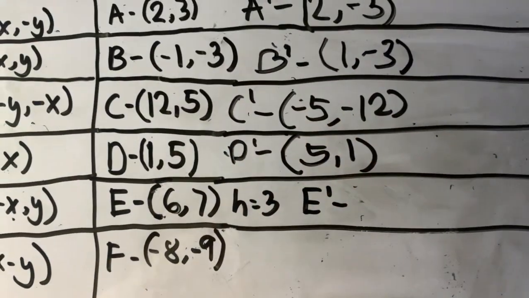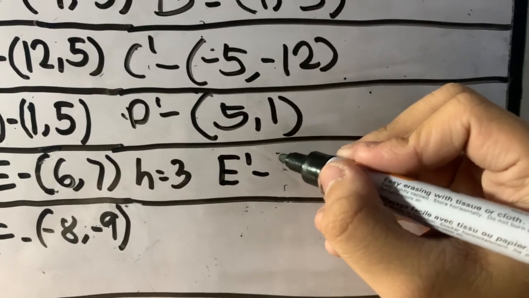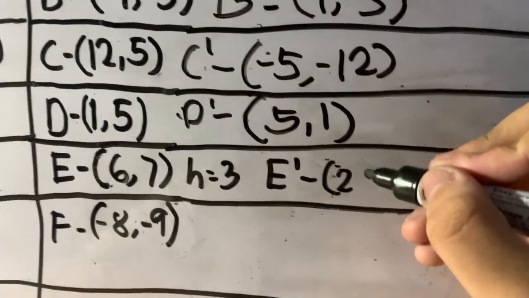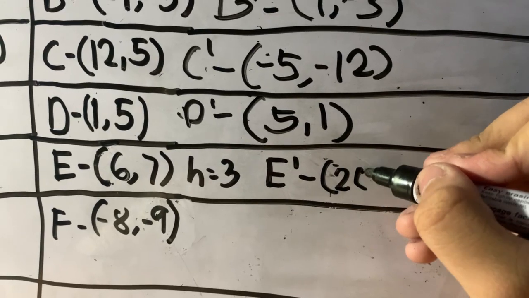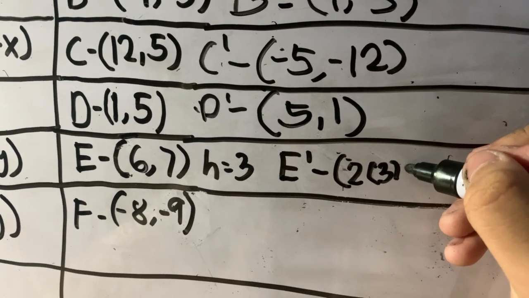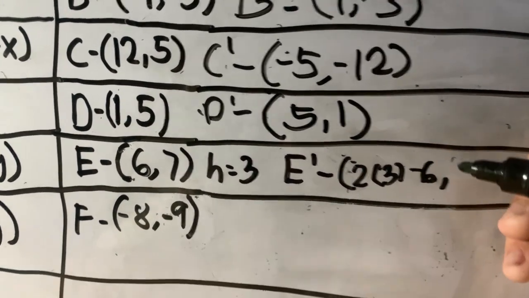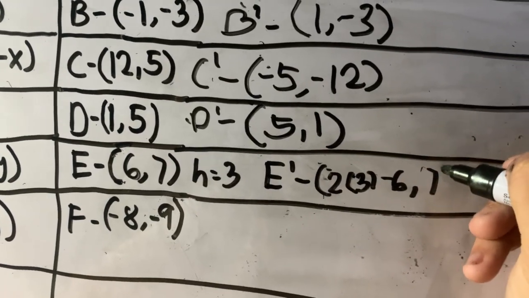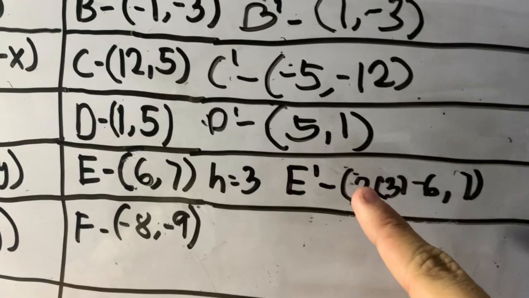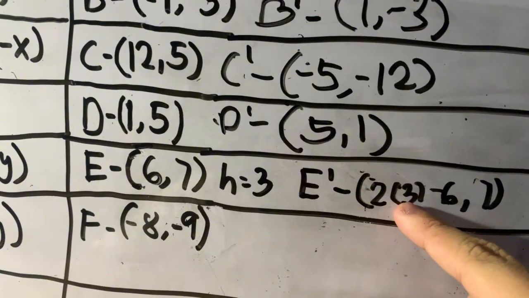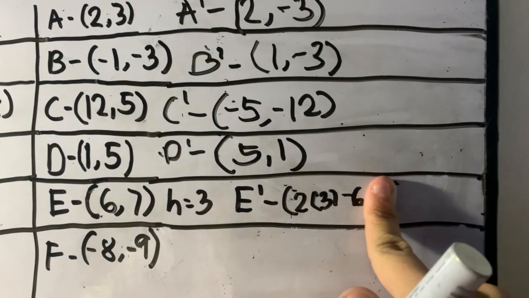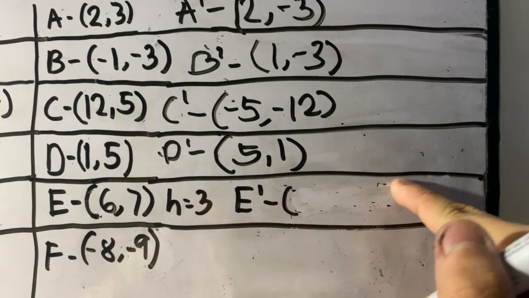Let's say that. So ang magiging e prime natin ay magiging, so we'll write this like this muna para hindi malito tayong lahat. 2, and yung given natin times 3, tapos minus yung x natin si 6, tapos retain lang si 7, and that will be 6, 2 times 3 is 6, and minus 6 is 0, so 0 and 7. Don't forget that we're still using the PEMDAS rule.